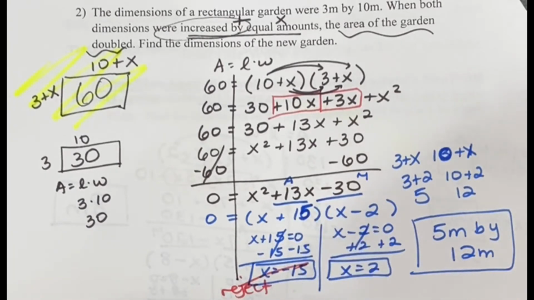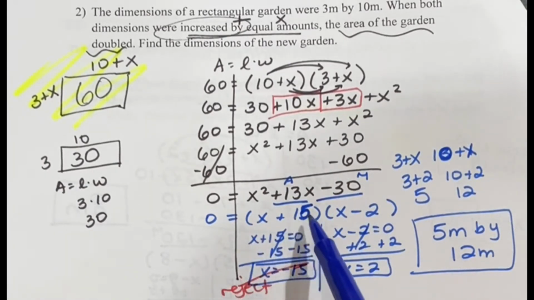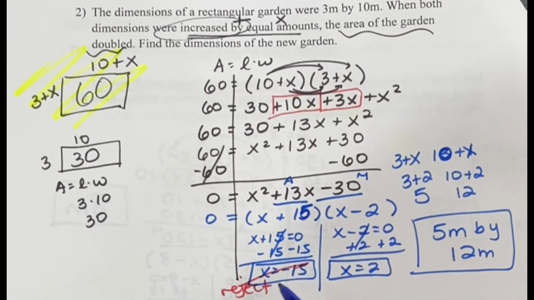Then we needed to factor the trinomial, and I ended up with x plus 15 and x minus 2. I set each of these equal to 0 and solved. And I got x equals negative 15, which was rejected because it's a negative, and we can't have a negative length or width. And then I got x equals 2. Now we need to go back.